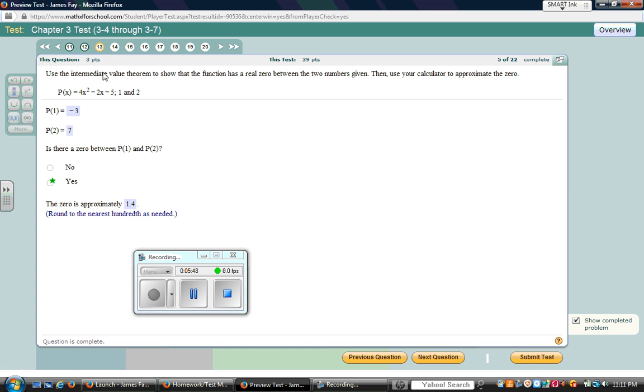Use the intermediate value theorem to show that the function has a real zero between the two numbers given. Then use your calculator to approximate the zero. Okay. Here's your polynomial. Here's 1. Here's 2 for my x values.